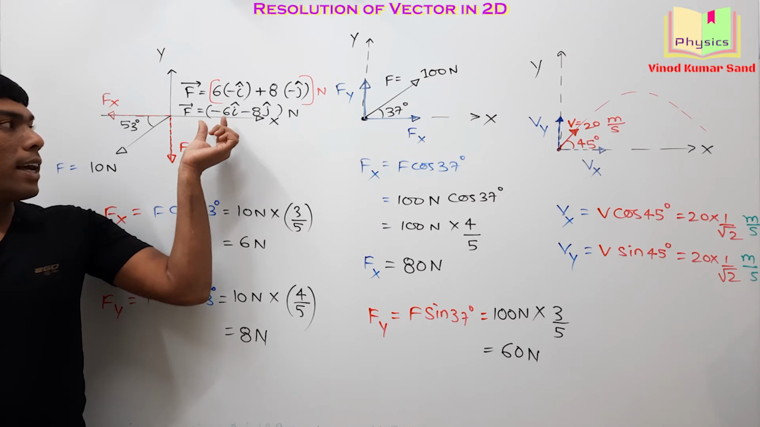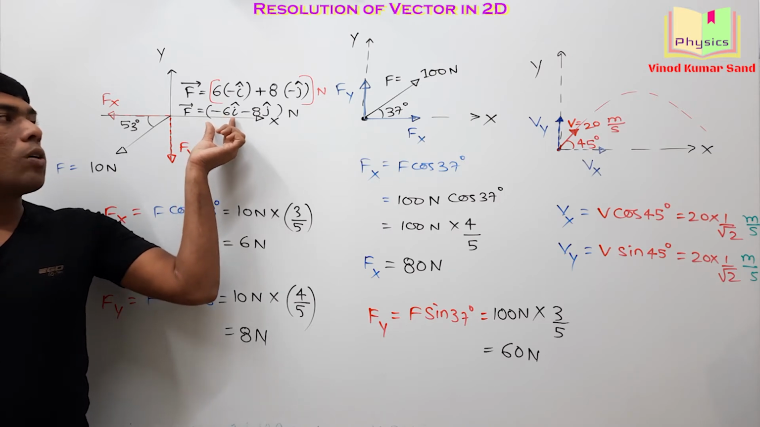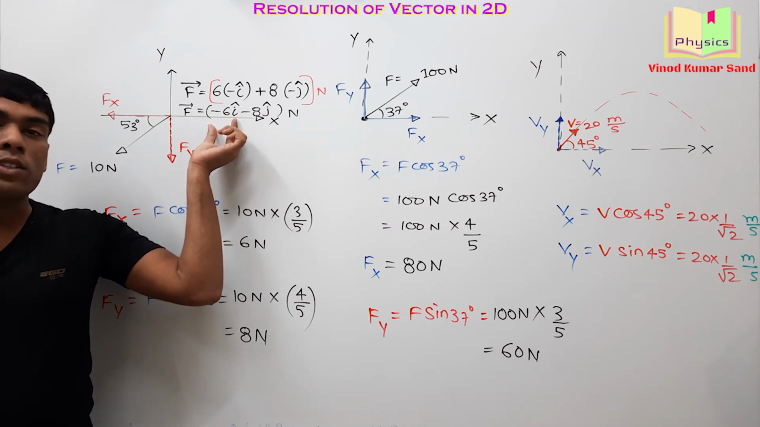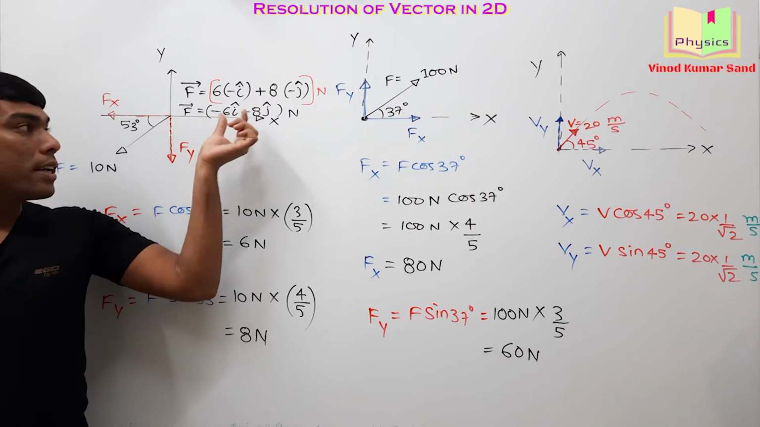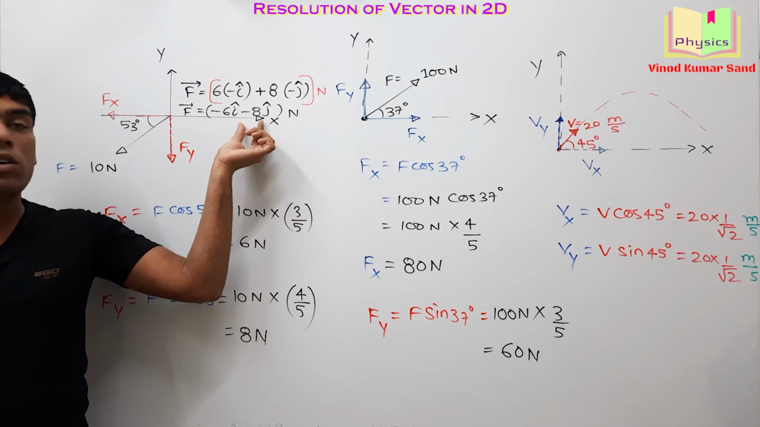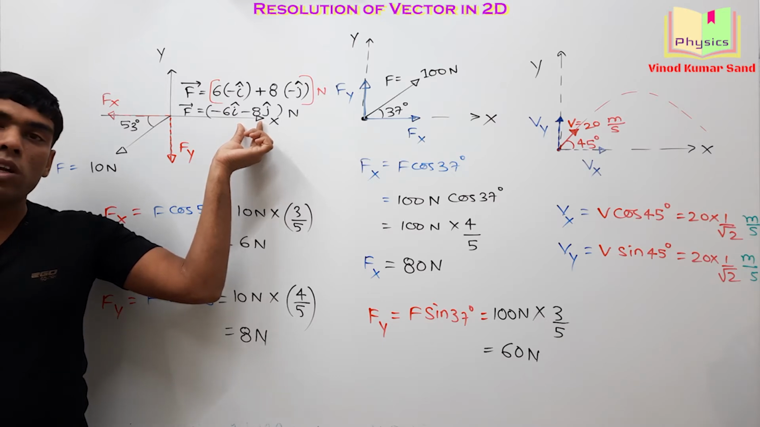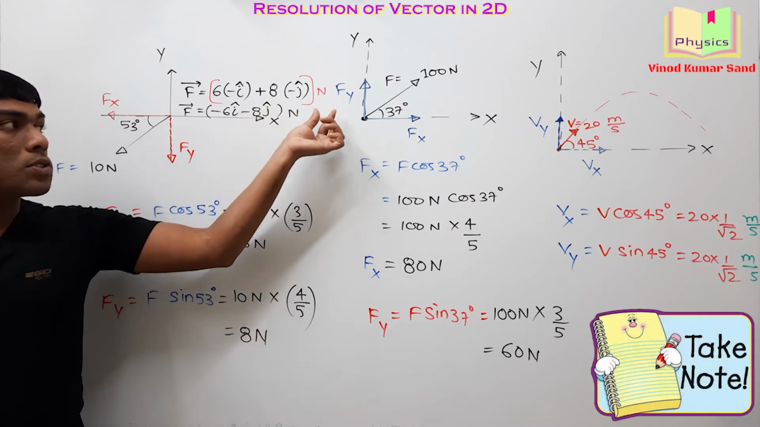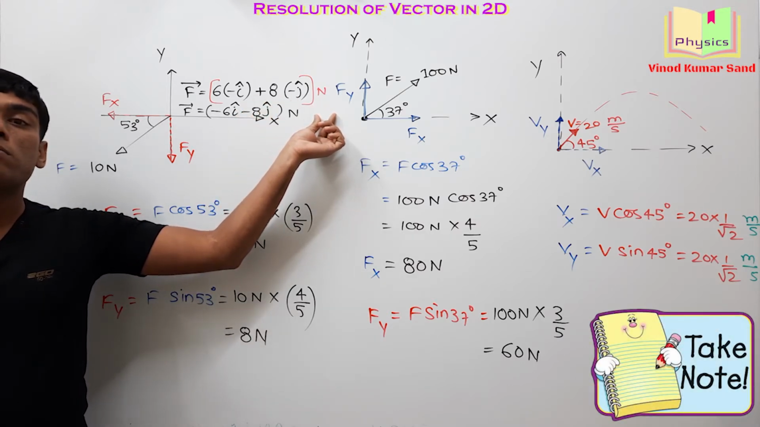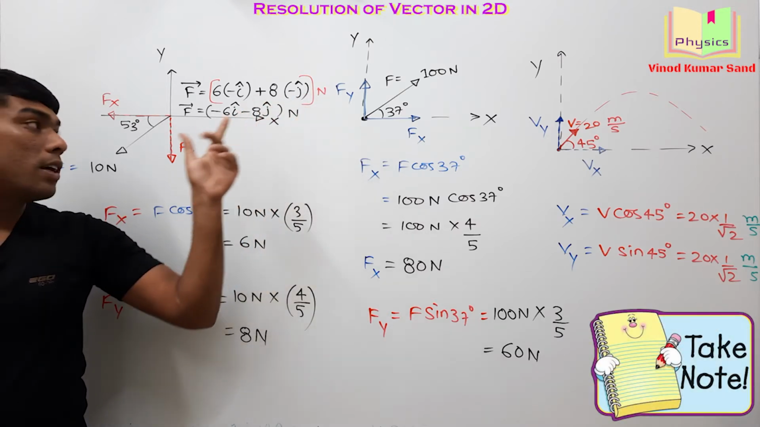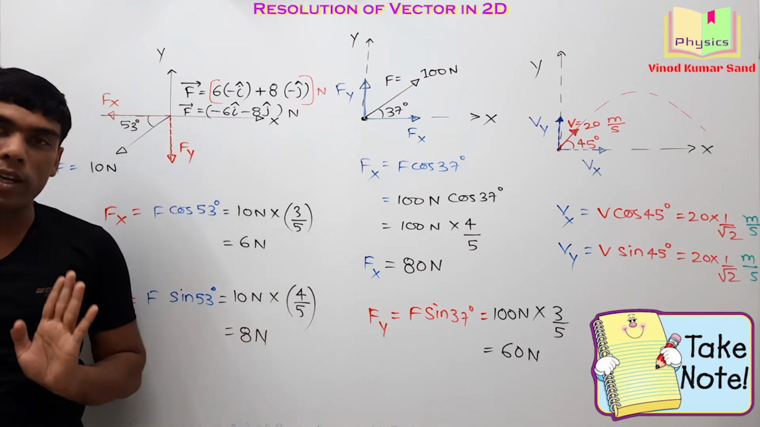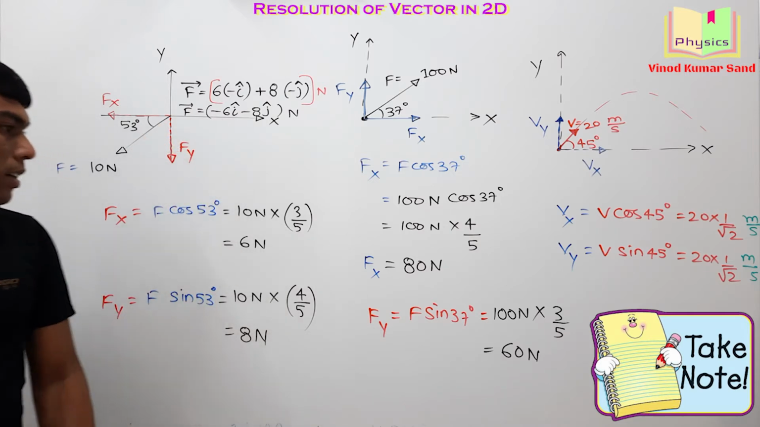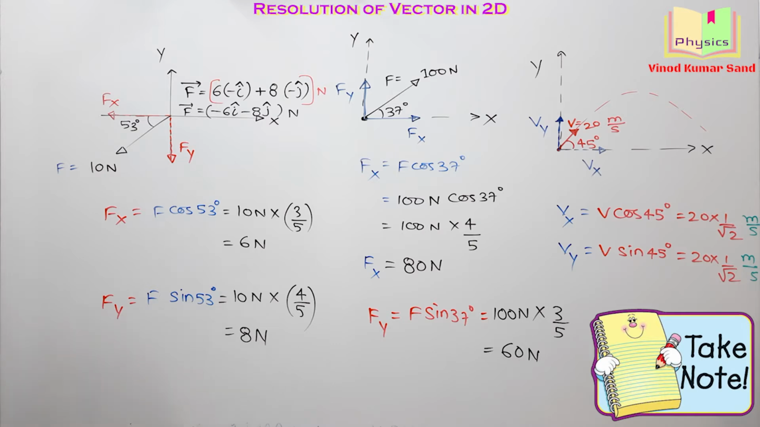So, if I ask you about the x component of this vector, is it positive or negative or 0? It is negative. If I ask you about the y component of this vector, is it positive or negative or 0? It is also negative. And if I ask you about the z component of this vector, this is 0. There is no z component of this vector. Getting it? Note down these things, then we'll proceed further.